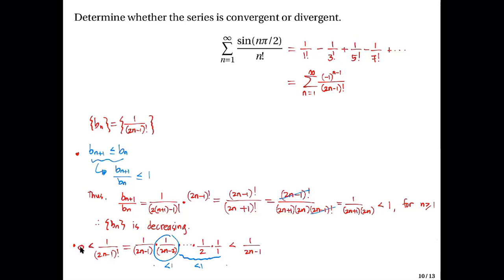This guy, limit goes to 0. Of course, it's just 0. This guy, 1 over 2n minus 1, limit as n approaches infinity equals 0. So, ito, mapupunta lang rin sa 0. Okay?